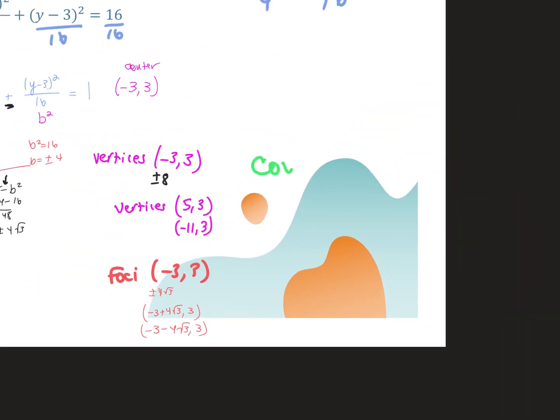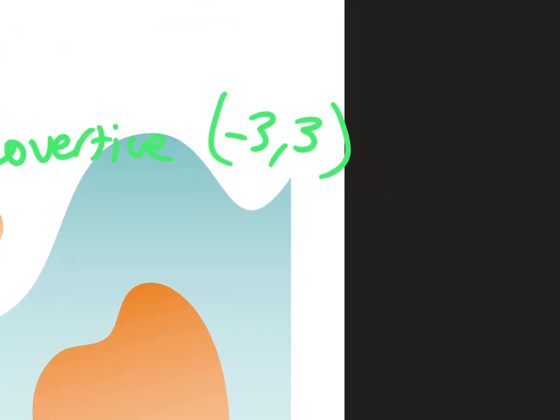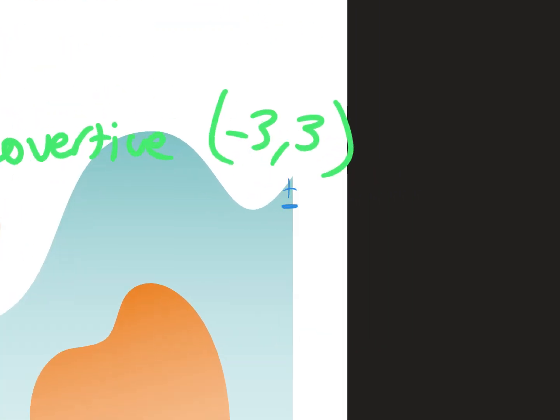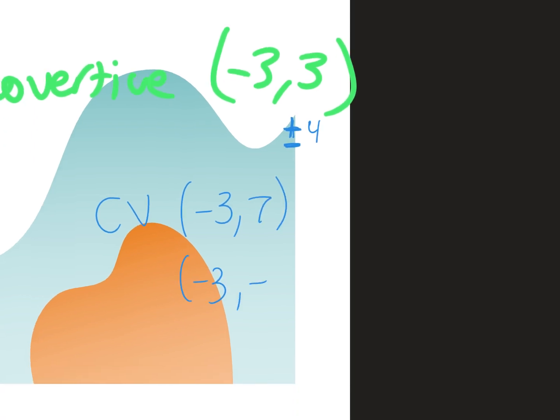And then how do we find our covertices? My center is negative 3, 3. We've been adding and subtracting to the x because that's our major axis. So now I'm going to add and subtract what value to what letter? Plus or minus 4 to the y. So my covertices, I'll call them CVs, are at negative 3, what's 3 plus 4? 7. And at negative 3, what's 3 minus 4? Negative 1.